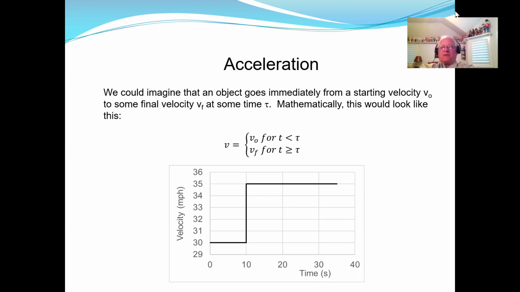I show the mathematical formulation for this, where tau would be the point at which the velocity changes instantaneously, in this case, 10 seconds. V naught here would be 30 miles an hour, and VF would be 35 miles an hour. So we have that going. The problem with this is that virtually no object accelerates instantaneously like this, or instantaneously changes velocity.